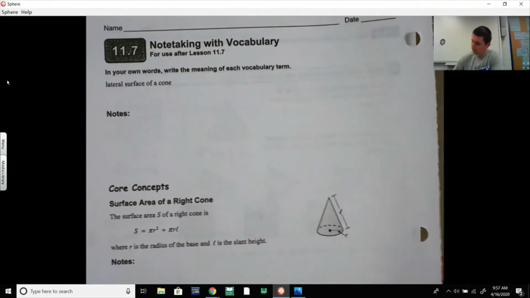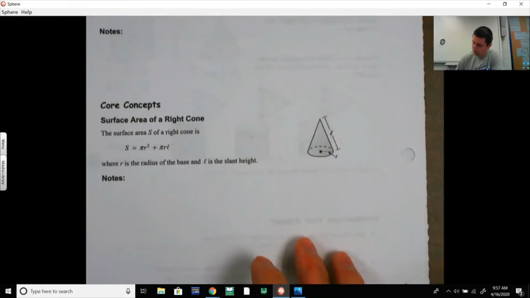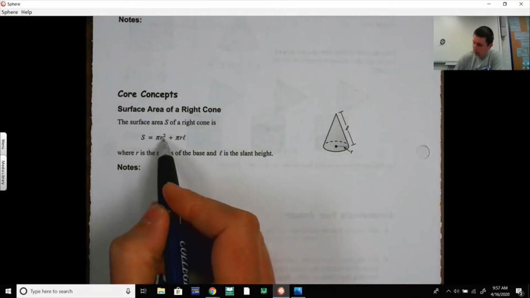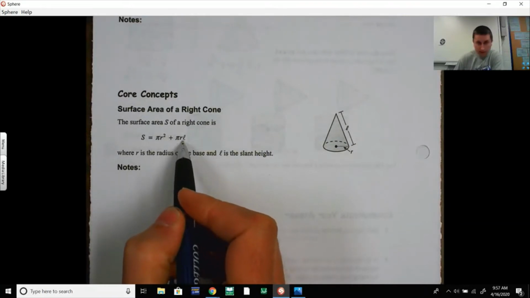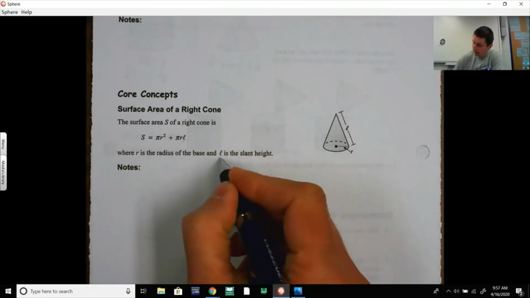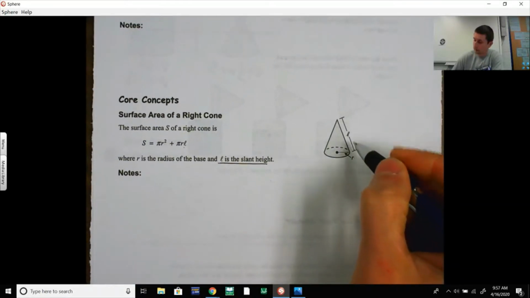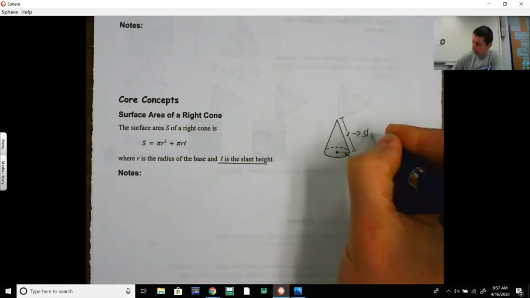For the surface area of the cone, it gets a little bit trickier. Surface area here is pi r squared plus pi r L. So a new one here is the L is the slant height that we're seeing here. It is not the altitude. Okay, so the L, that is the slant height.